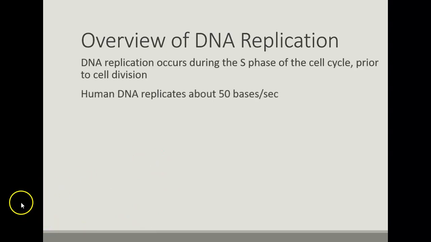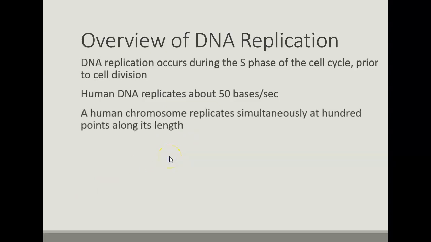So let's talk a little bit about DNA replication just here for a minute. Once again, it occurs in the S phase of the cell cycle prior to cell division, either mitosis or meiosis. In humans, we can replicate about 50 bases per second. And what's happening is in a human chromosome, we are replicating simultaneously at 100s of points along its length.